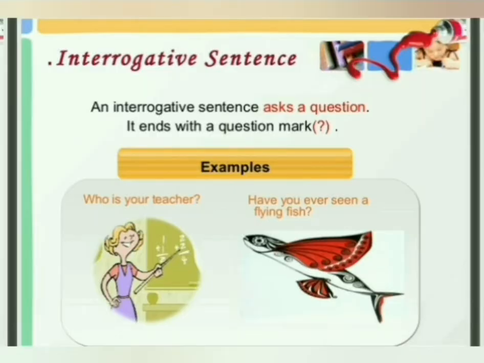And next, second one, interrogative sentence. What is an interrogative sentence? An interrogative sentence asks a question. It ends with a question mark. For example, who is your teacher? And the second one, have you ever seen a flying fish? See, here in these two sentences, we ask a question and it ends with a question mark.